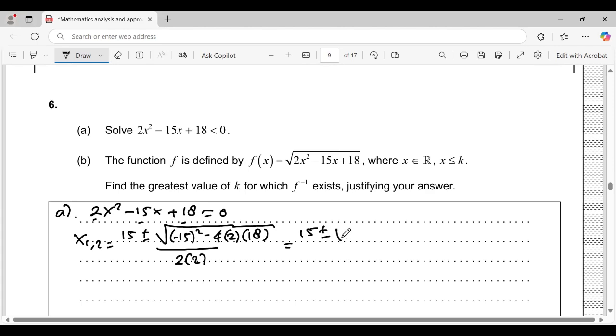15 plus minus square root of 225 minus 144, over 4. So 15 plus minus square root 81, over 4. So 15 plus minus 9 over 4.